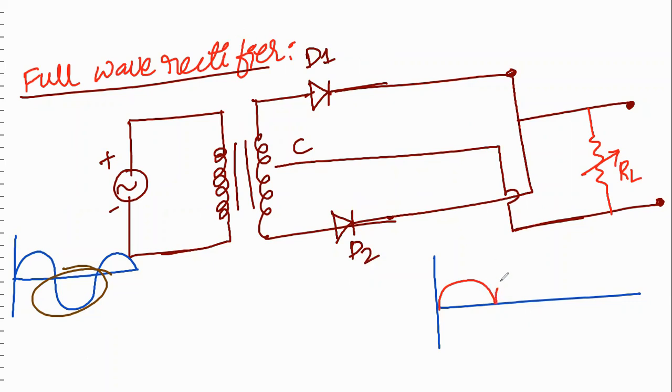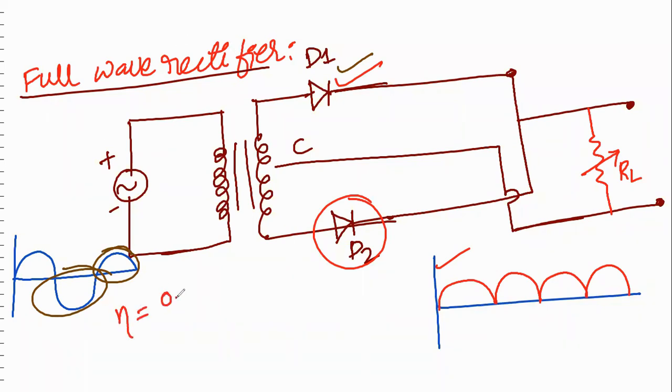Whenever the next positive half cycle is fed, one diode acts as forward bias and the other is reverse biased, so it will convert AC to DC. Again, when the negative half cycle is given, it will be forward bias, and the other is in reverse bias. So the full wave will be rectified. The efficiency of this will be 0.812 RL divided by (RF plus RL). What is RL? Load resistance. What is RF? Forward resistance. RF is called the forward resistance and RL is called the load resistance.